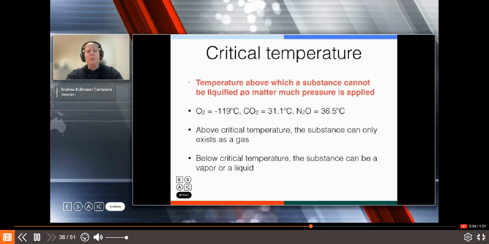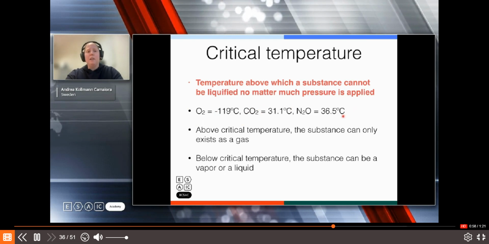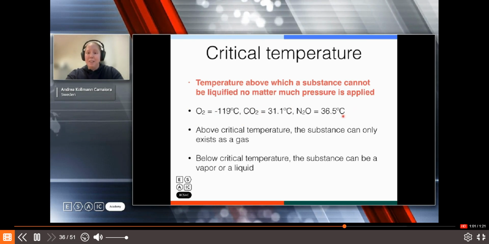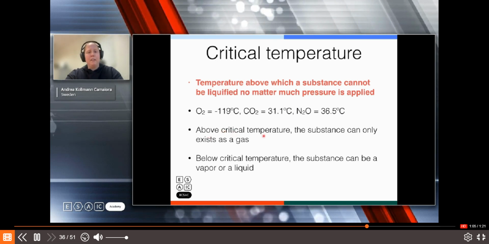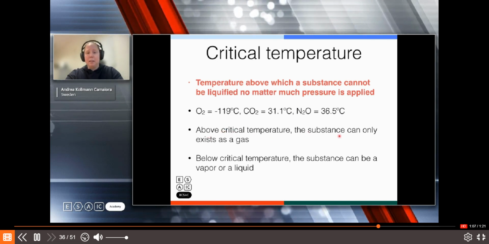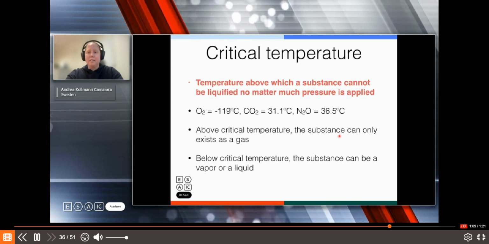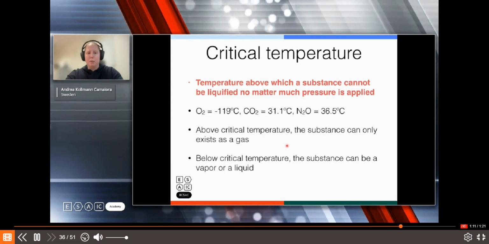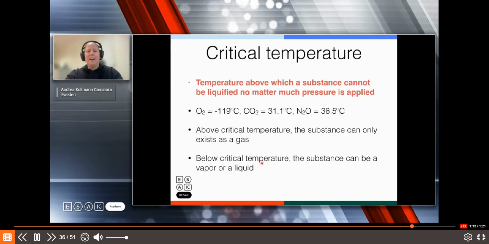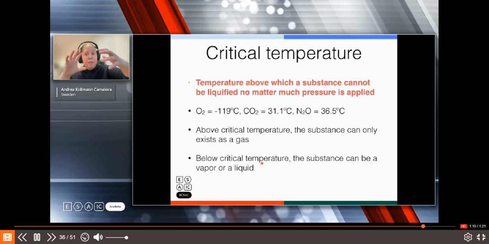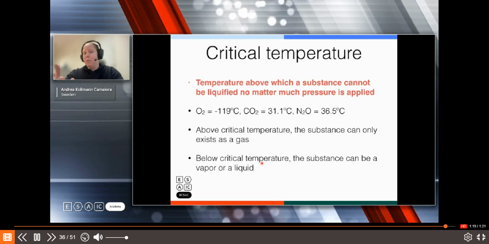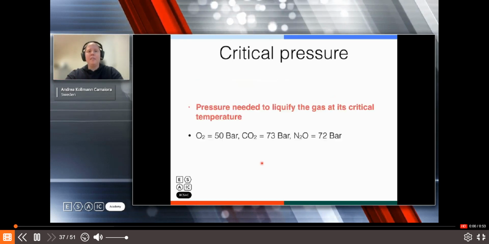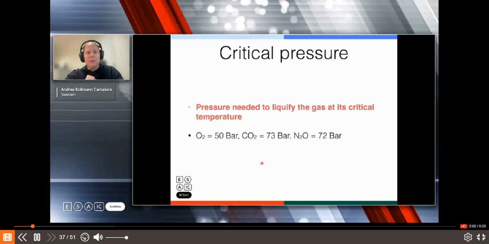There are critical temperatures for oxygen, for CO2, and for N2O. I don't think it's crucial to memorize them, but they have actually come before in the exam. Above the critical temperature, the substance can only exist as a gas. But below the critical temperature, if I apply enough pressure, I can actually turn it into a vapor or a liquid. Then we have critical pressure.